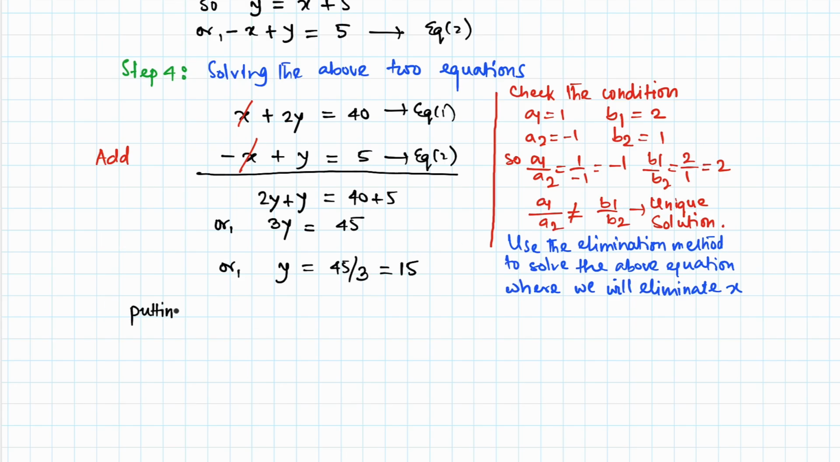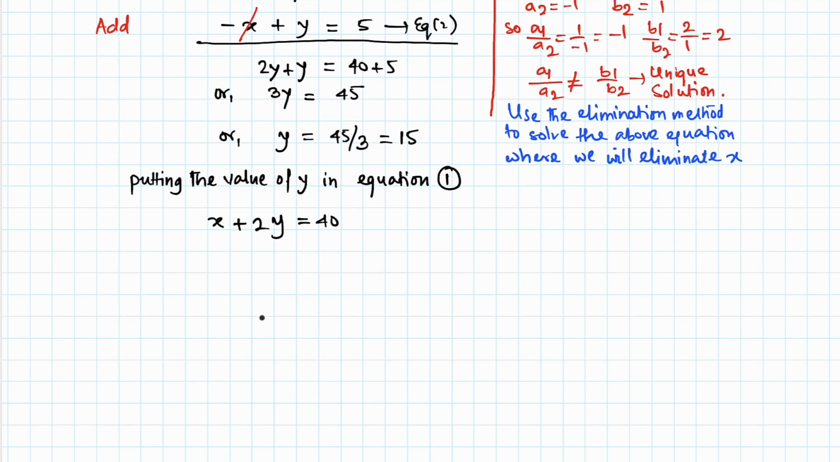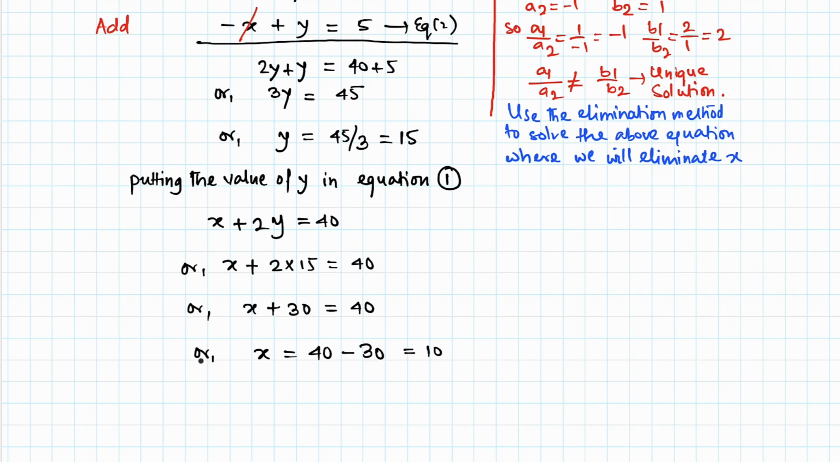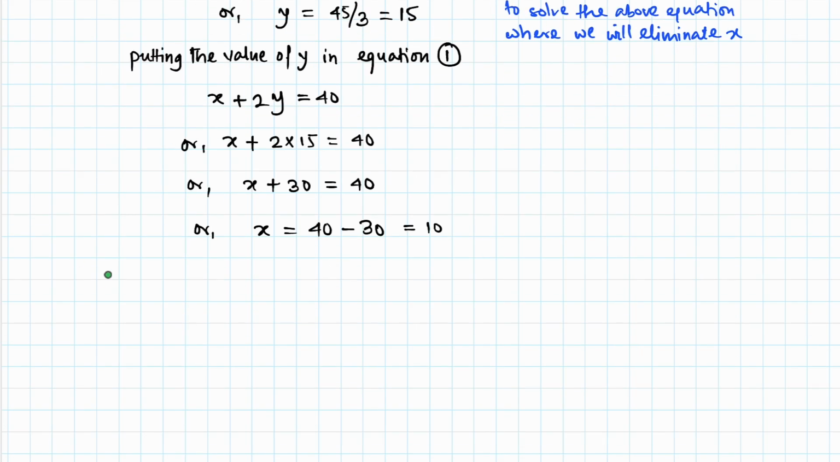So we got y equal to 15 centimeters. Putting the value of y in equation 1, what will we get? x plus 2y equal to 40. So x plus 2 into 15 equal to 40. So x plus 30 equal to 40, or x becomes equal to 40 minus 30, that is equal to 10 centimeters. So we got x equal to 10 centimeters. So x is the base of the isosceles triangle.